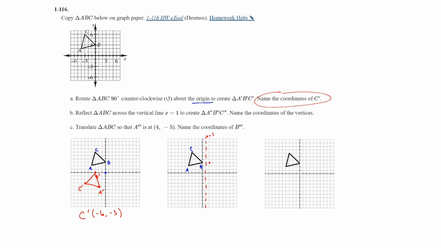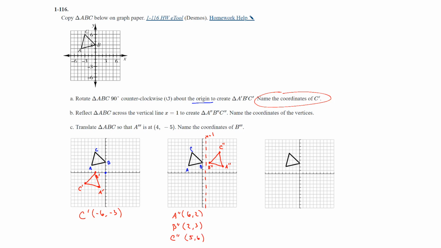So this would be B double prime. Right here is C double prime, and then A. So I believe right there. And then that. So here would be your reflection. And then we'll name the coordinates of each of these. A double prime is at 6, 2, it appears. B double prime is at 2, 3. And C double prime is at 5, 6.